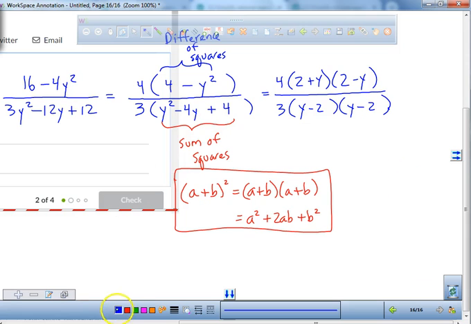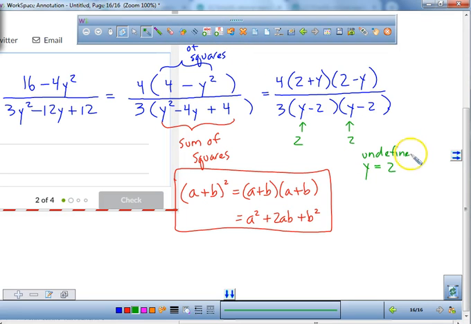All right, before we start canceling things out, we're going to look for anything that makes this undefined. What number could I plug in right there that makes everything equal to 0? A 2. And what number could I plug in right there? A 2. So the only number that makes something undefined is when y is equal to 2. That's one of my answers. It's undefined when y is equal to 2.